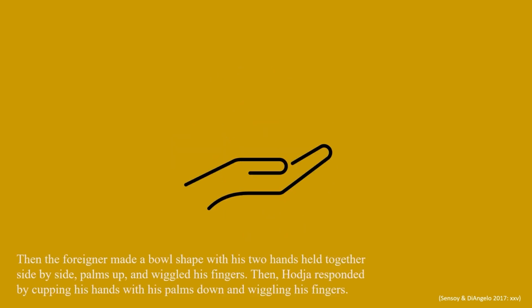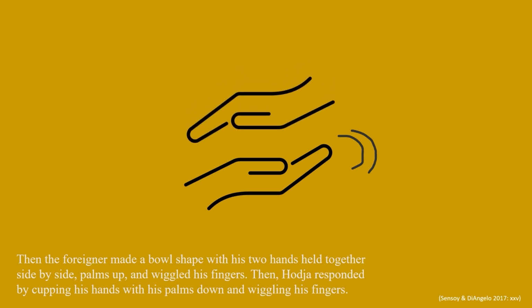Then the foreigner made a ball shape with his two hands held together side by side, palms up, and wiggled his fingers. Then Hoxha responded by coupling his hands with his palms down and wiggling his fingers.